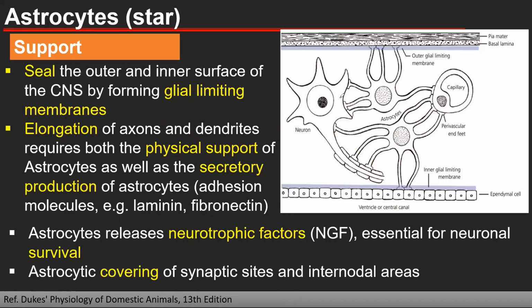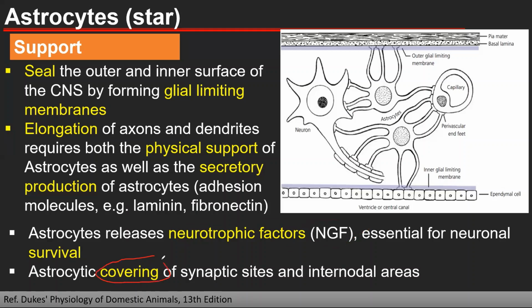And when this process is branching or growing or more branching, they require astrocyte physical support. Not only physical support, but astrocytes also secrete some molecules like adhesion molecules, laminin, fibronectin. These molecules also play a very important role for the growth and development of the neuron. Astrocytes also release neurotrophic factors like nerve growth factor. Those are essential for neuronal survivability.